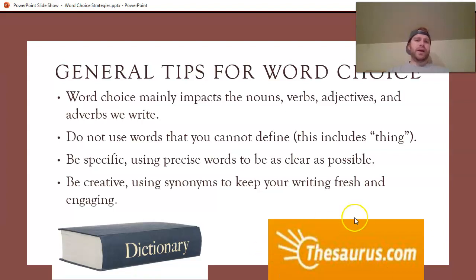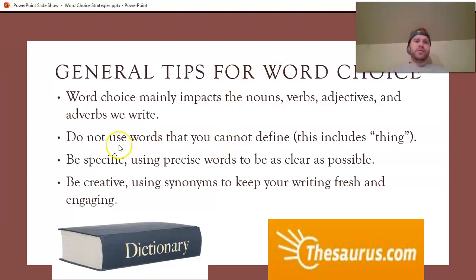Word choice mainly impacts nouns, verbs, adjectives, and adverbs. The other four parts of speech, conjunctions, prepositions, interjections, pronouns, are more grammatical in nature. There aren't tens of thousands of those, right? But when we talk nouns, verbs, adjectives, adverbs, there are tens of thousands, hundreds of thousands in English. There's a lot to choose from.